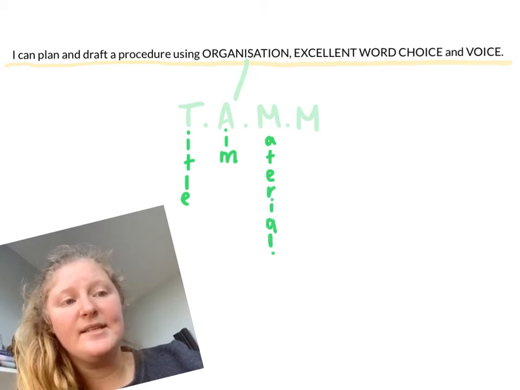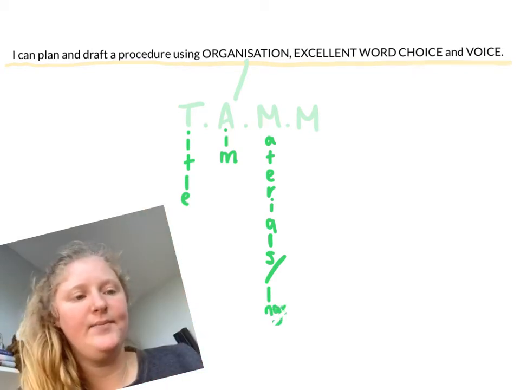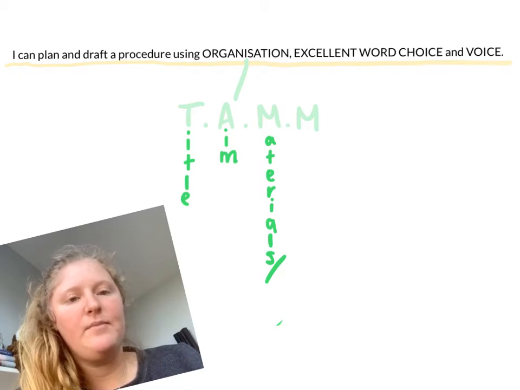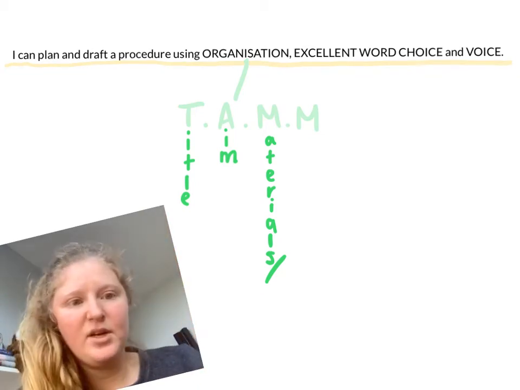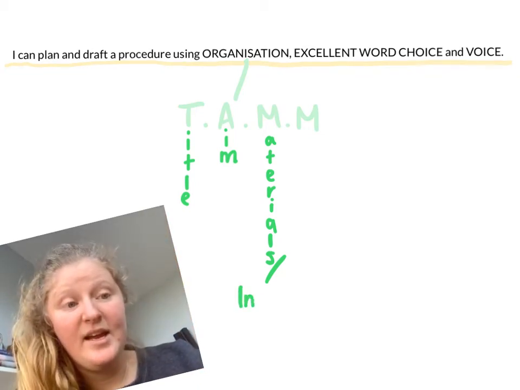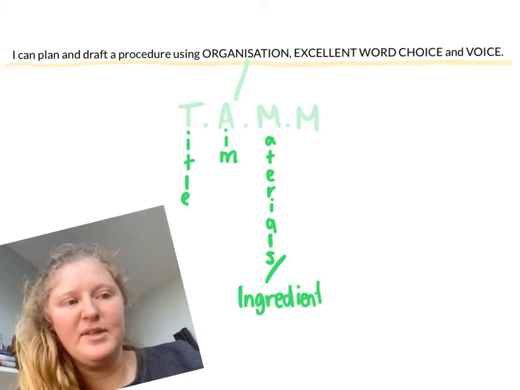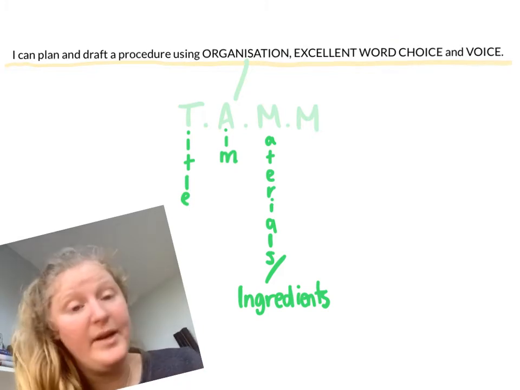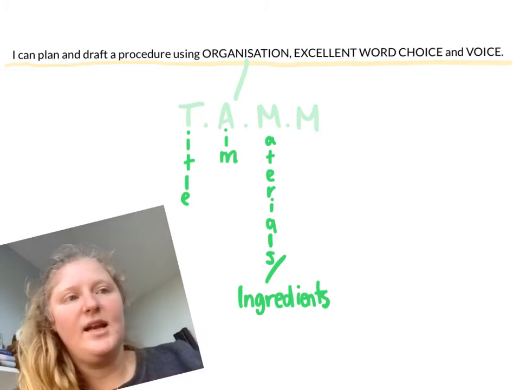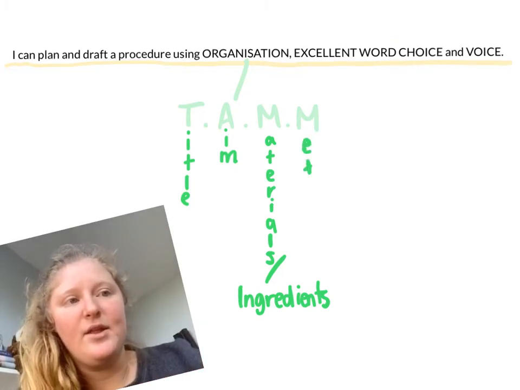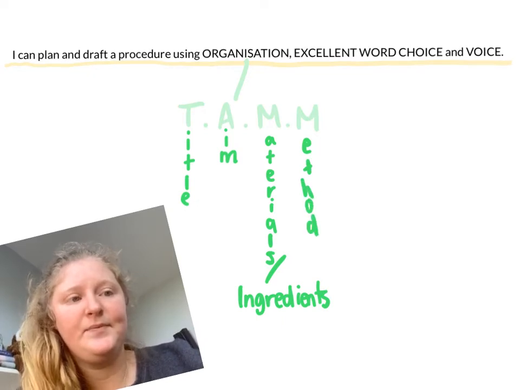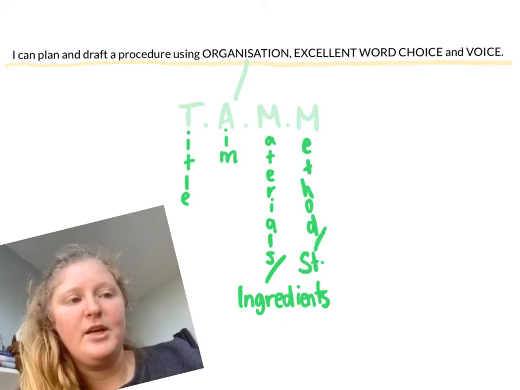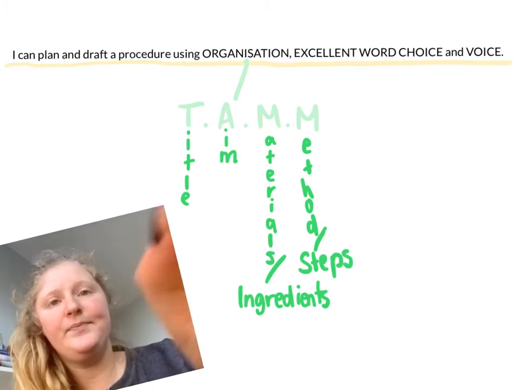Or in some cases, you might also need the ingredients. So I'm going to write ingredients down here. So it might also be the ingredients. Like yesterday, we looked at a procedure, and the procedure didn't really have any materials, but we needed ingredients because it was a recipe. The last M is for the method, so they are the steps. So we need to make sure we have the steps.